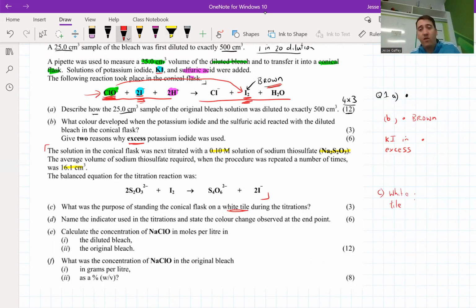Okay, so that's hopefully pretty obvious. We want a white background so we can better see the color change. Easier to see the color change, something along those lines, pretty straightforward. Let's go on to D.